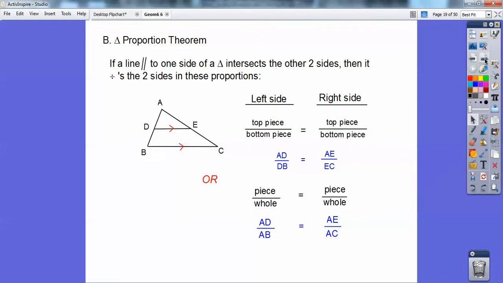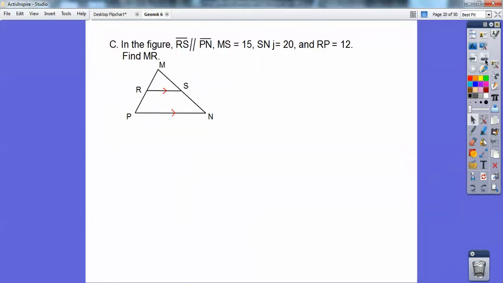That would work, but anyways, if a line is parallel to one side of a triangle and intersects the other two sides in different points, then it cuts them up into proportions, and you use the one that you feel is most appropriate. All right, so here's an example here.